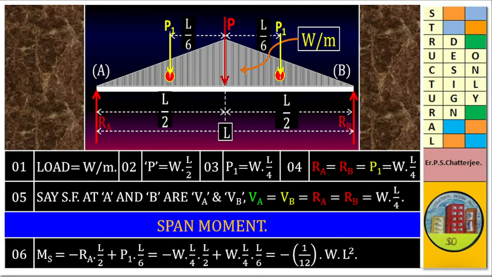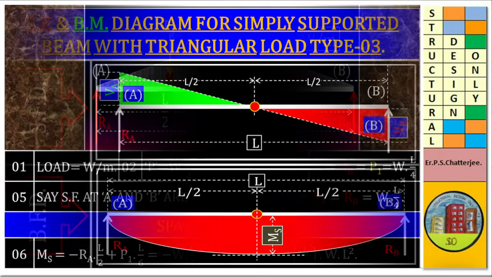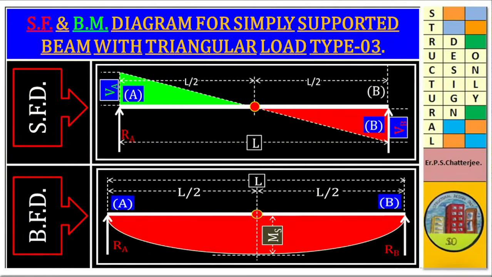Span moment is equal to MS. MS is equal to minus RA into L by 2 plus P1 into L by 6, is equal to minus W into L by 4 into L by 2 plus W into L by 4 into L by 6, is equal to minus 1 by 12 WL. And this is our shear force and bending moment diagram of simply supported beam with triangular load type 3.